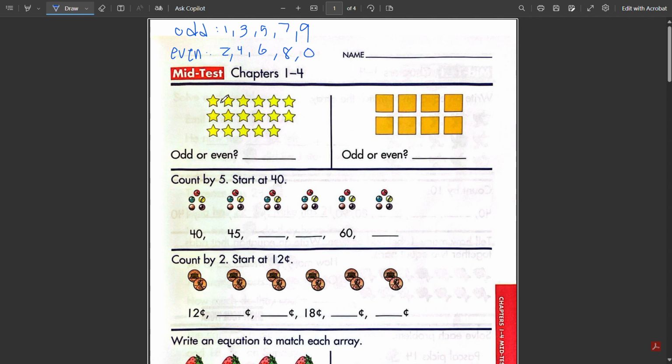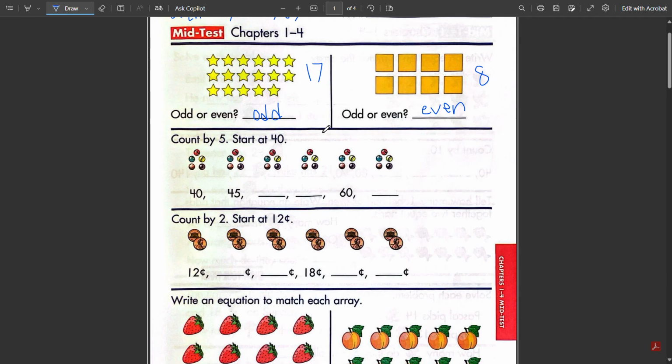So number 1, we have to count 1, 2, 3, 4, 5, 6, 7, 8, 9, 10, 11, 12, 13, 14, 15, 16, 17. So there's 17 stars, and because it ends with a 7, it is odd. This one here, we count 1, 2, 3, 4, 5, 6, 7, 8. And we know 8 is even, so this is an even number. Oh, and write 8.